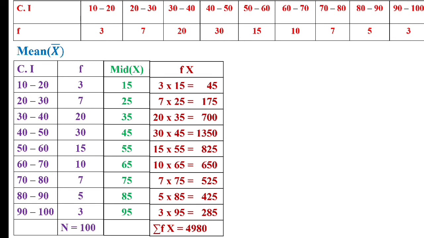This is the total of the f and x value column. Now we find total of fx divided by n. So we'll get 49.8, which will be considered as 50. Then the deviation can be solved.